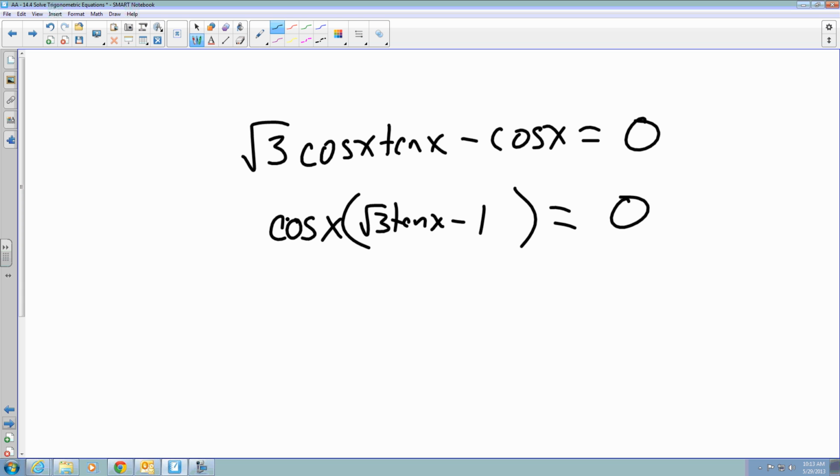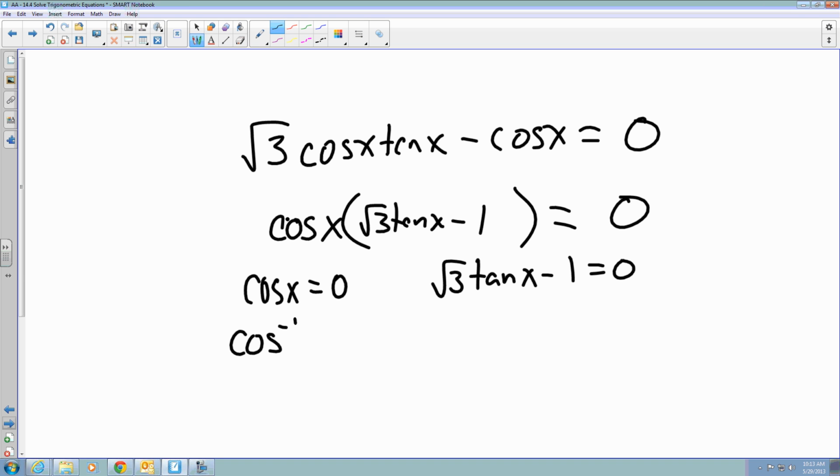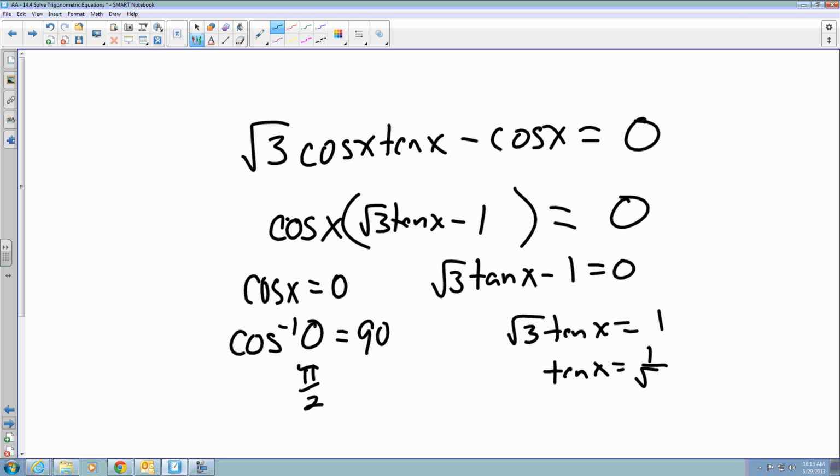So now from here, I get to use the zero product property. So I go cosine of x equaling 0, and then the square root of 3 times tangent of x minus 1 equaling 0. For the first one here, I get the inverse cosine of 0, which happens to be 90 degrees, and also if I was in radians, it's going to be pi over 2. If I go to the other side of my equation, I'm going to add 1 to both sides, so I get square root of 3 tan x equals 1. Divide both sides by the square root of 3, so I get tan x equals 1 over the square root of 3, but I need to rationalize the denominator. So I'm left with square root of 3 over 3.